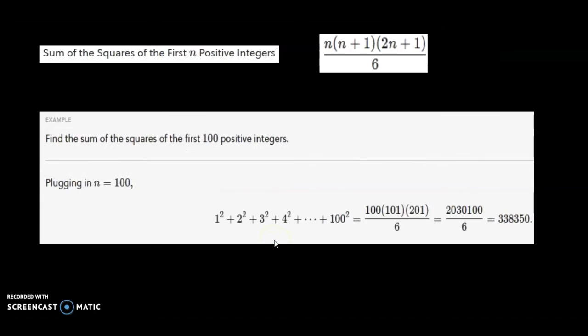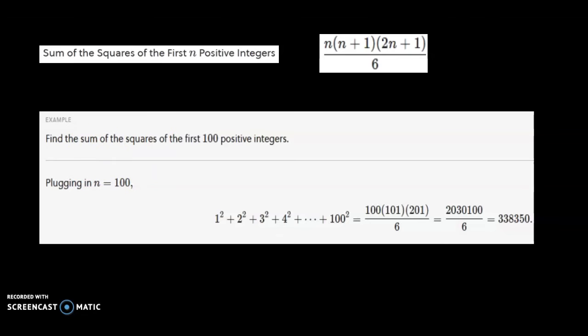So let's move on. This is the second: the sum of squares of the first n positive integers, or you can say the sum of squares of the first n natural numbers. So the formula for calculating it is n into n plus 1 into 2n plus 1 divided by 6. So let's see the example first. We have to find the sum of squares of the first 100 positive integers.